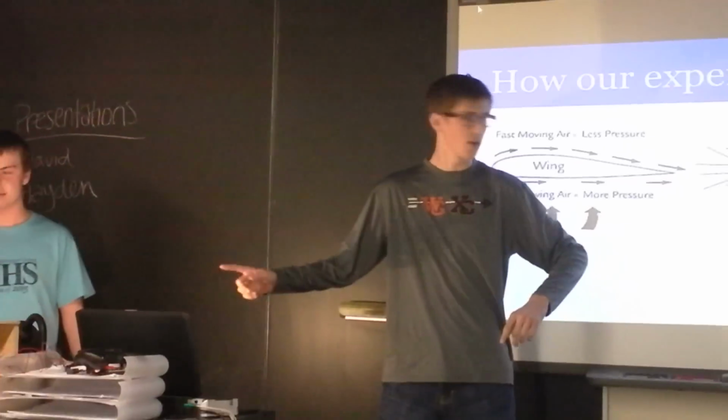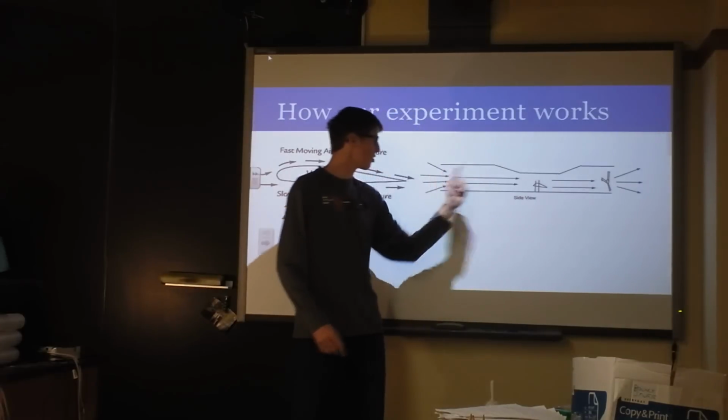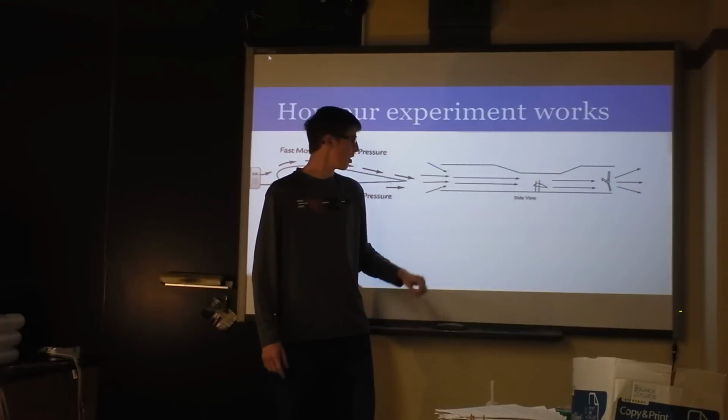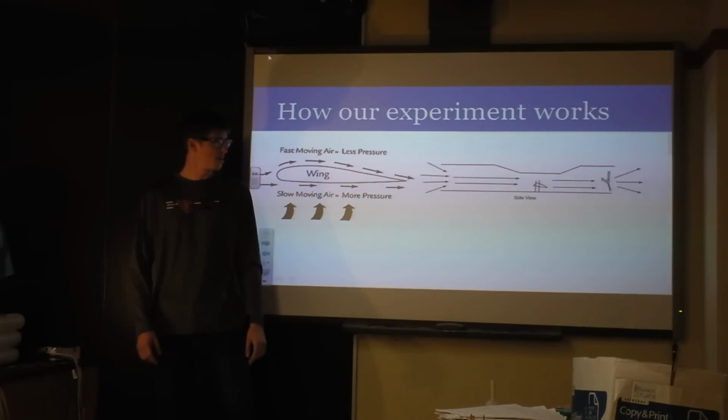So this is a diagram of our tunnel. We have a propeller down here which sucks the air down on the wing. We have two rods that hold the wing up, and that's the wing in the middle. We also have some straws here to streamline the wing.